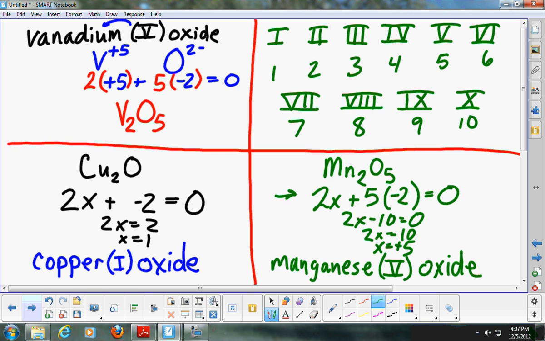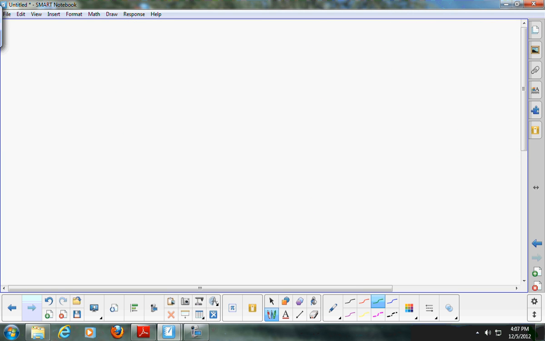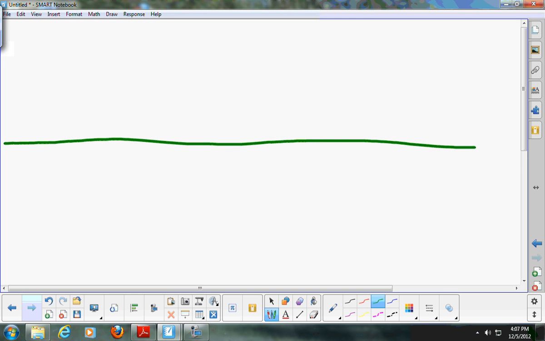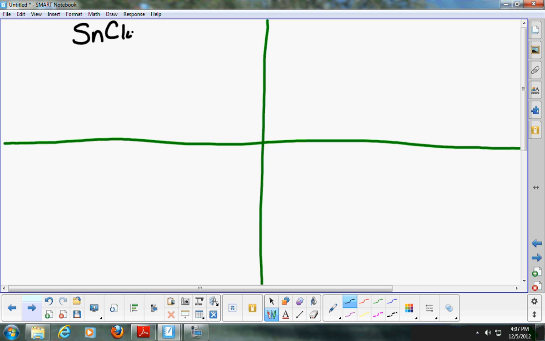Let's do a few more just so you got this down. Again, I'm going to take the board and divide it into 4 so you get 4 of them up at the same time so that you can look and see what's going on. Alright, let's do Sn with 4 chlorines.